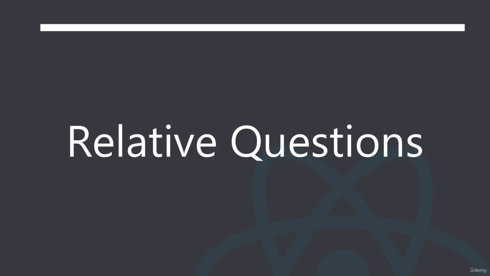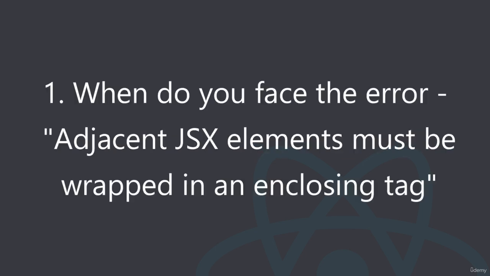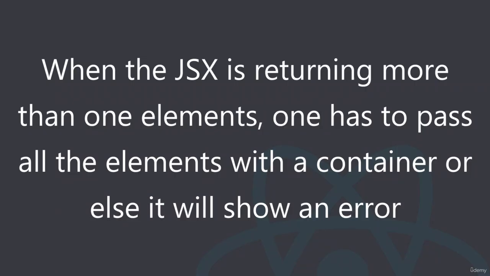Now let's talk about the questions. The first question is, when do you face the error adjacent JSX elements must be wrapped in an enclosing tag? So basically, when the JSX is returning more than one element, one has to wrap all the elements with a container. But if you have separate elements and not a container, you are going to face the error.